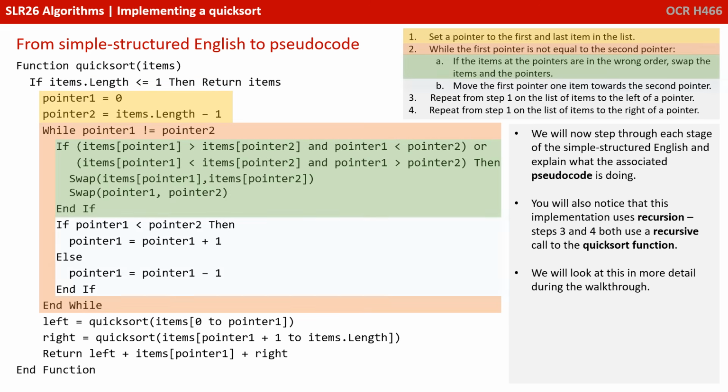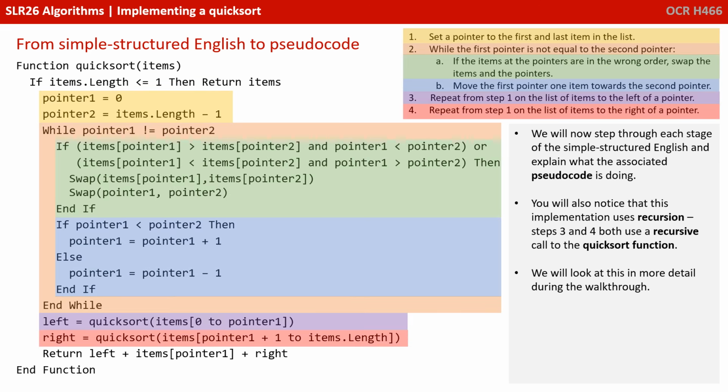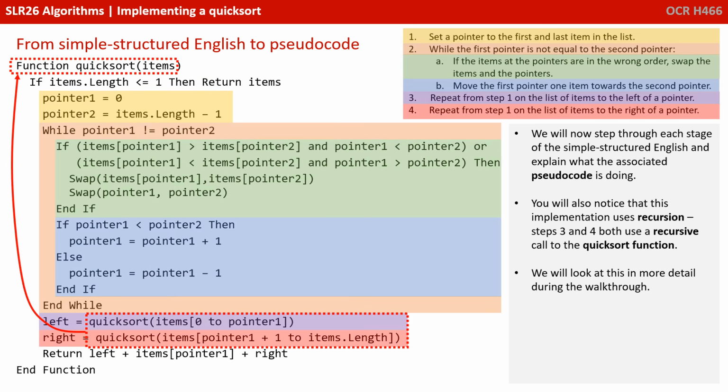We will now step through each stage of the simple structured English and explain what the associated pseudocode is doing. You will also notice that this implementation uses recursion. Step 3 and 4 both use a recursive call to the Quicksort function, and we'll look at that in more detail during the thorough walkthrough.